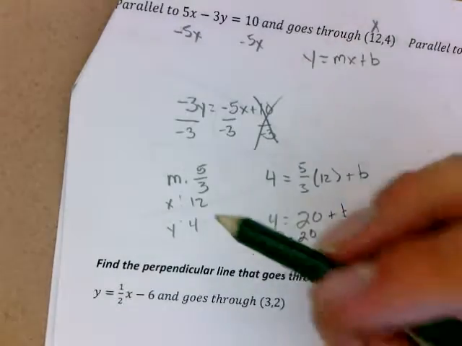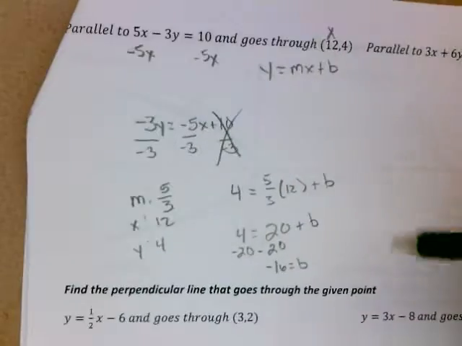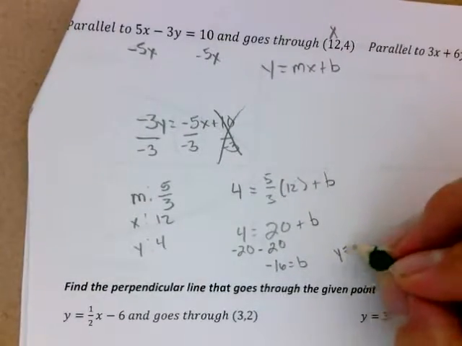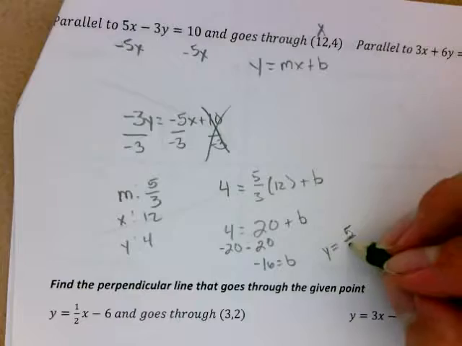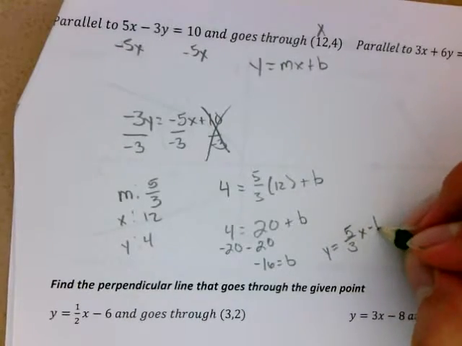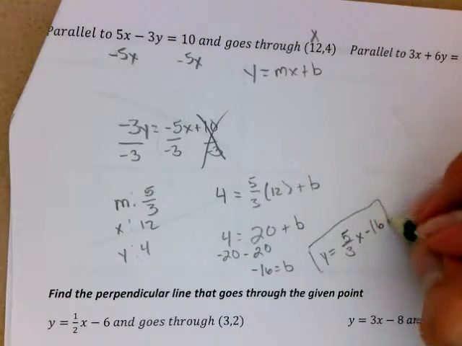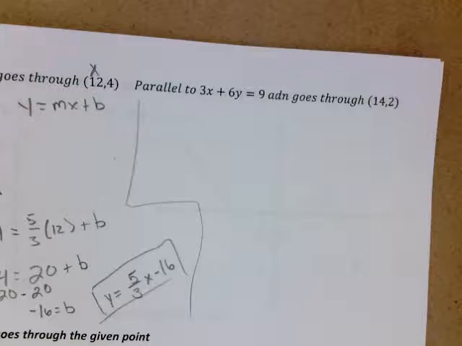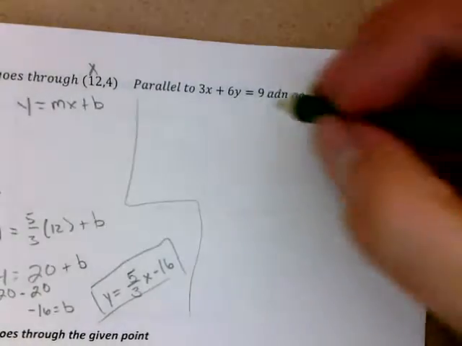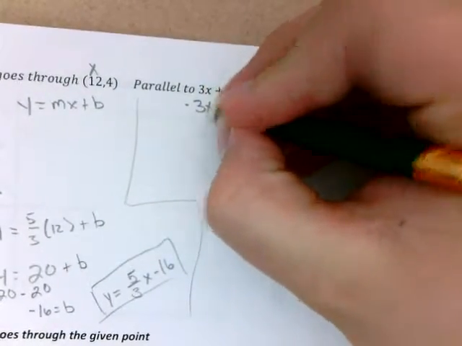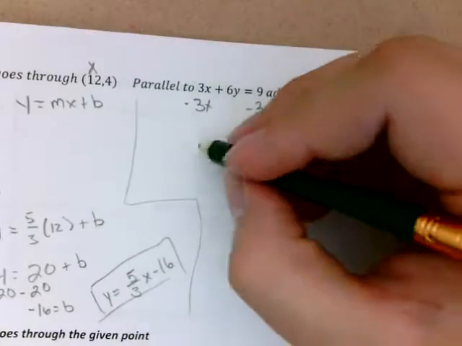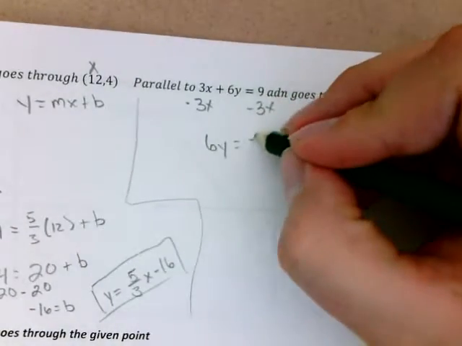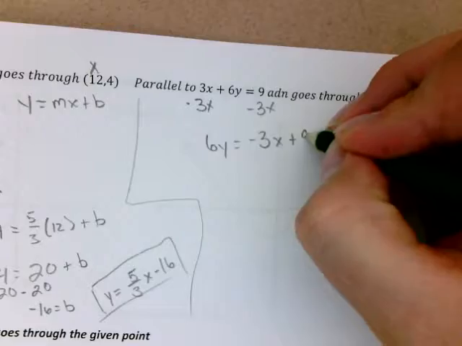We have our b, we have our m. So we can put y equals 5/3 x minus 16 as our answer. Next one. Once again, we have to get the y by itself. So first, let's get rid of the x. Minus 3x. Minus 3x. 6y equals negative 3x plus 9.